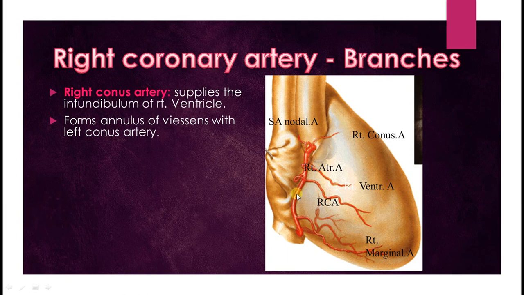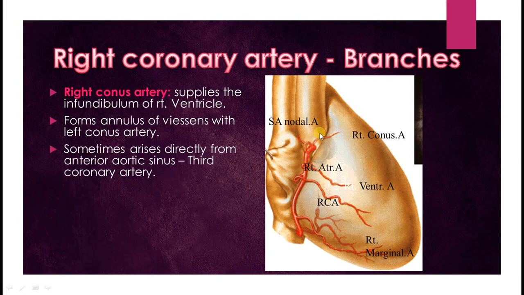So we are discussing the anterior or first segment, of which the first ventricular branch is the right conus artery. Sometimes the right conus artery arises directly from the anterior aortic sinus. In that case, it is called the third coronary artery. Variations are always there in the human body.